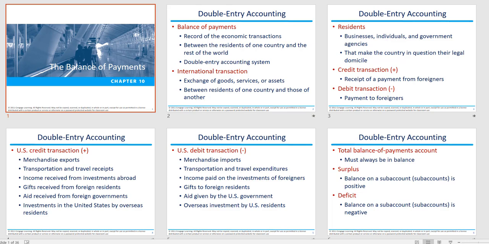Now we're going to discuss Chapter 10, the balance of payments. The balance of payments is an accounting record at the national level that tracks all international transactions, particularly focused on the exchange of goods and services and income transfers.